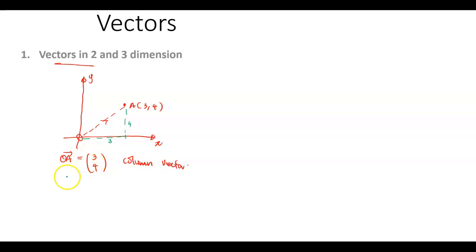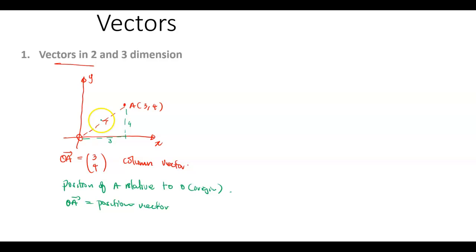Now, vector OA just means the position of A relative to O. You have the origin O, and that vector OA is called the position vector. The position vector is always relative to what? Relative to the origin. Now that's the vector OA.